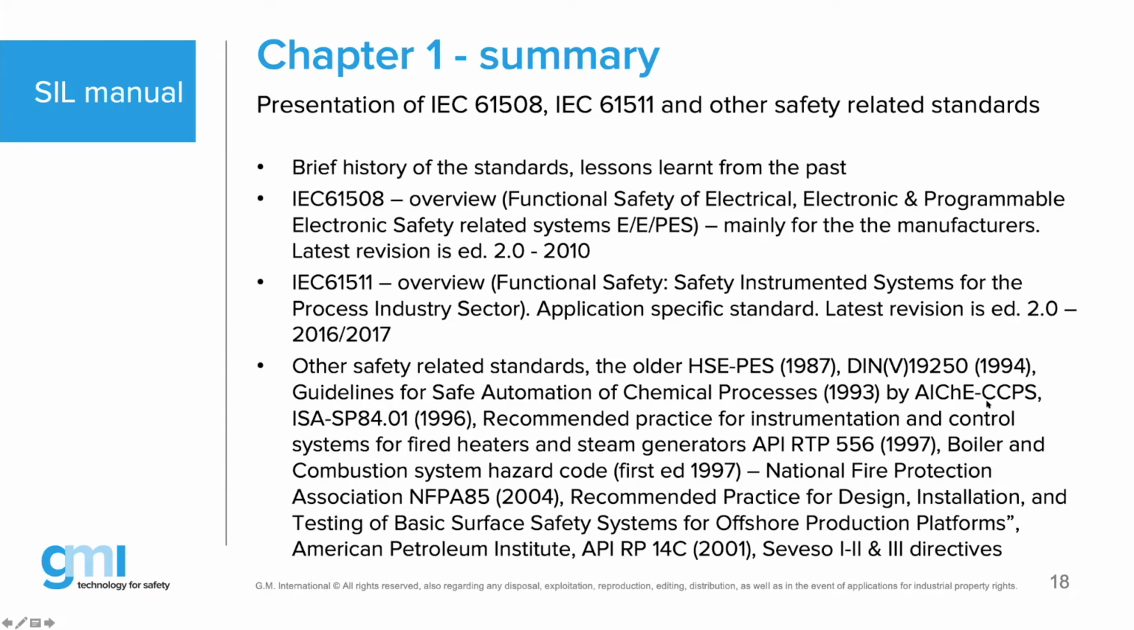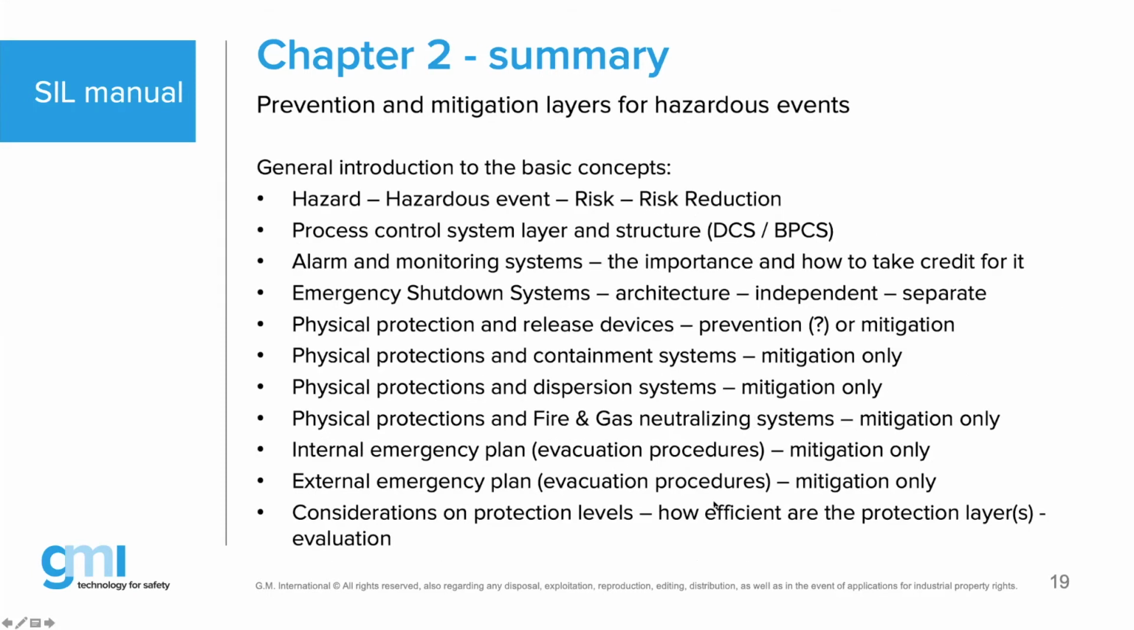There we had the CCPS, American Institute of Chemical Engineers, bringing out guidelines for safety automation in chemical processes in 1993. Then in the US you had the ISA 84.01, released in 96, which was the first life cycle concept that was released. Of course, you have the API standards, the NFPA standards, etc., etc.